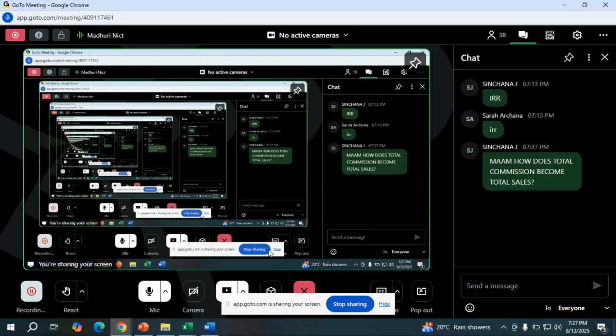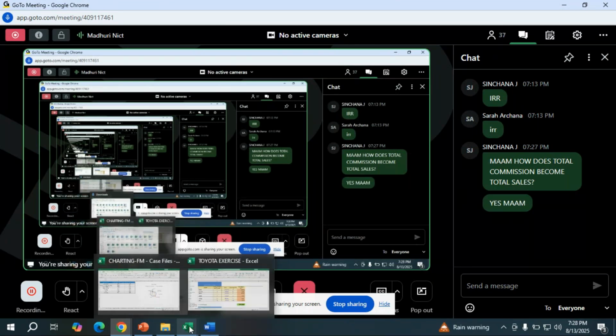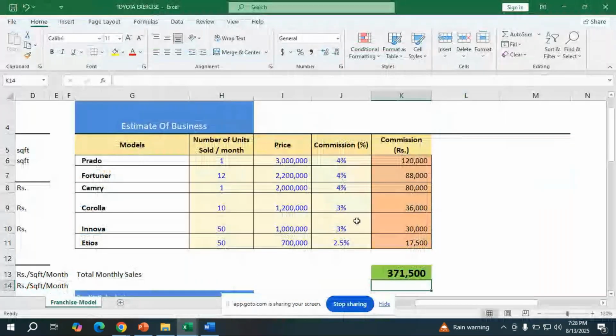Commission can never become the sales. Only when you make sales, you achieve commission. Got it? In the line of sales we earn commission. Is that clear? Yes. So commission cannot become sales, and sales cannot become commission. They're two different terminologies, but based on that, we define this. That's it. Okay.